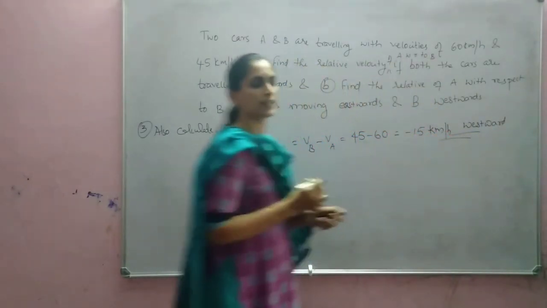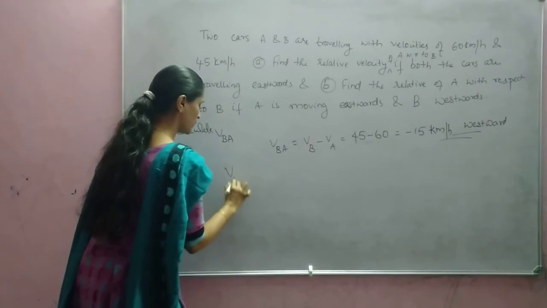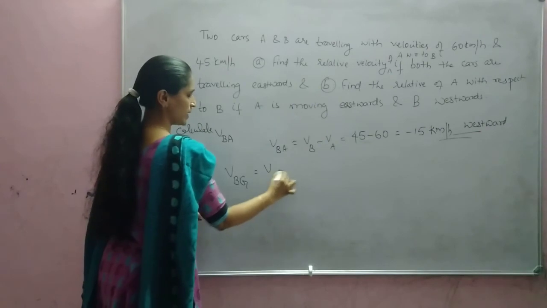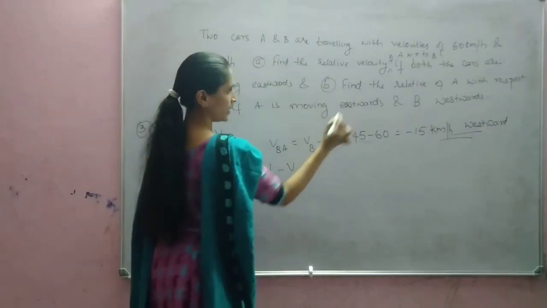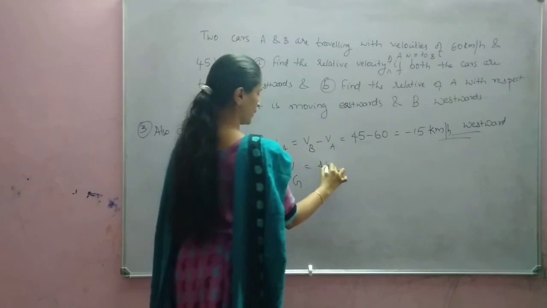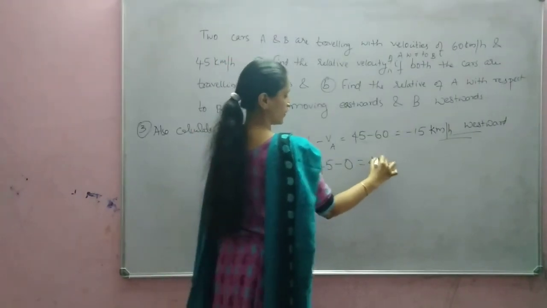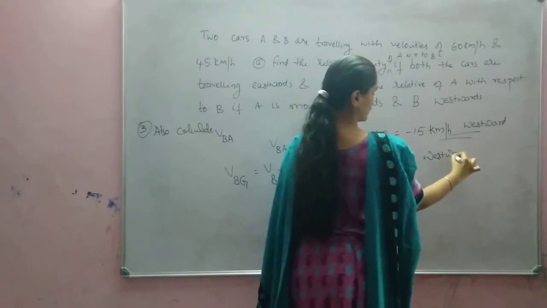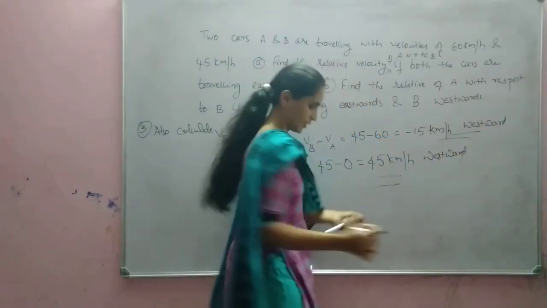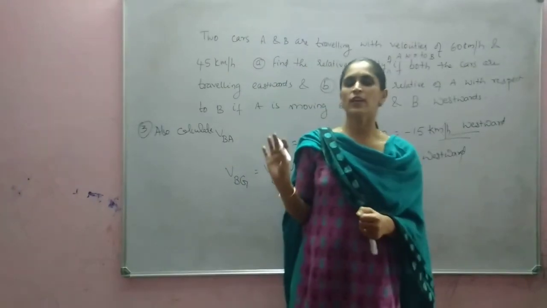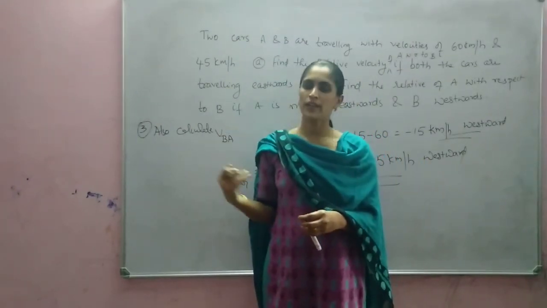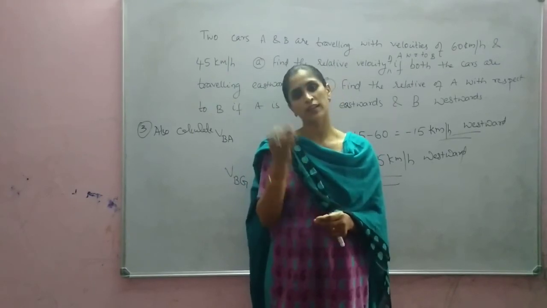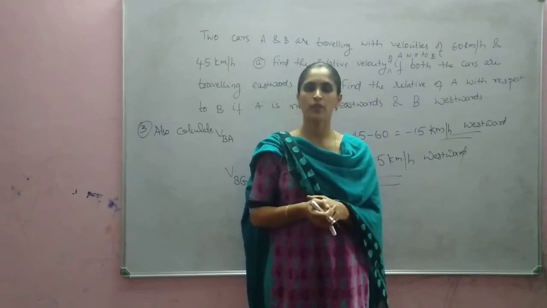Similarly, if they ask what is the velocity of B with respect to ground, what you have to find? Velocity of B minus velocity of ground. Velocity of B is 45, and velocity of ground is 0. So you can write 45 kilometer per hour westward. Okay, understood? So this is the way of solving problems based on relative velocity. You can refer to similar problems from your textbook and reference book, and if you have any doubt, you can contact me.